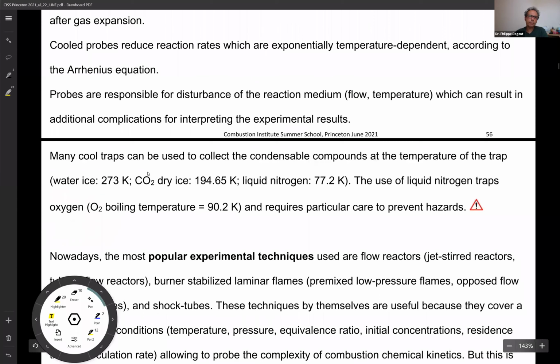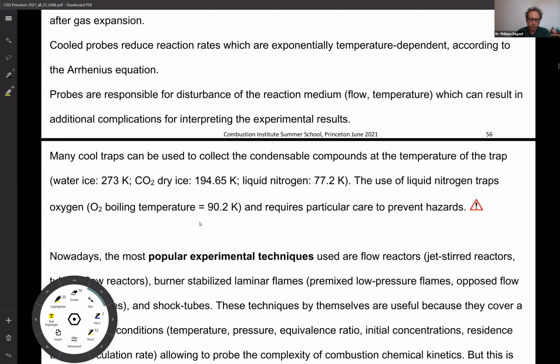Many cold traps can be used to collect the condensable compounds at the temperature of the trap. So you can use water ice, 0 Celsius. You can use dry ice. You can use liquid nitrogen. And there are other mixtures; if you go to practical chemistry books, you will see a long list of possibilities. If you are using liquid nitrogen traps, you have to be very careful because then you will be able to trap oxygen. And liquid oxygen, which will be stored in the trap, can be dangerous. It can react with hydrocarbons and produce very fast oxidation.